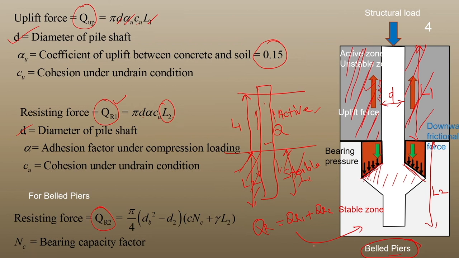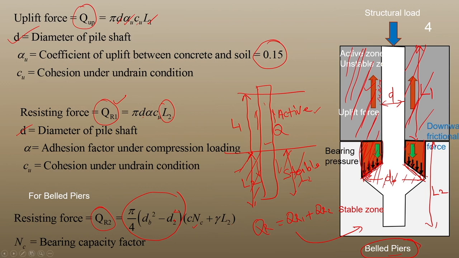Now, when you calculate QR2, the resisting force which comes from the bearing of the pile bulb on the soil at this point, we need to calculate the annular area. That means the area between the pile bulb and the outer layer of the pile shaft. So, this annular area will be equal to pi by 4 into (dB squared minus d squared), where dB is the diameter of the bulb and d is the diameter of the pile shaft, and that will be multiplied with C NC into gamma L2, where C is the cohesion of the soil at the bulb of the pile, NC is the bearing capacity factor, gamma is the unit weight of the soil, and L2 is the length of the soil.